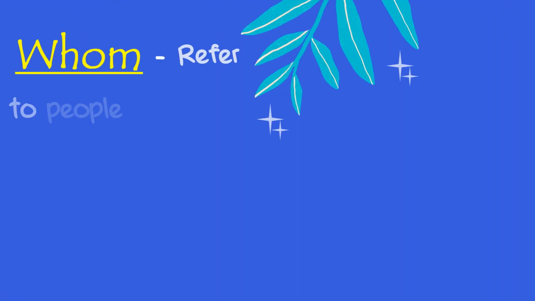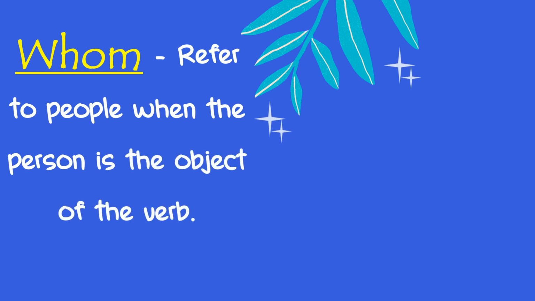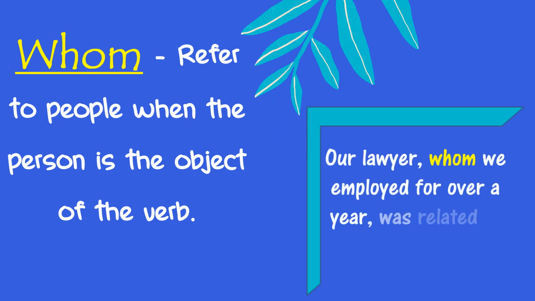It is used to refer to people when the person is the object of the verb. Let us see this example. Our lawyer, whom we employed for over a year, was related to him. So here, whom is showing the relationship between the person, that is the lawyer, whom we employed. Understood? Then we have the relative pronoun whose.